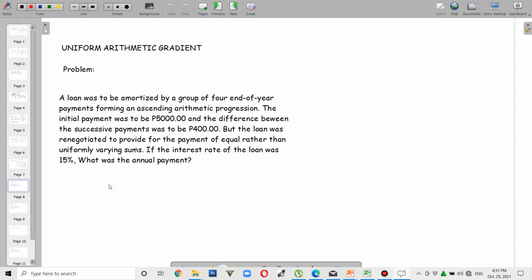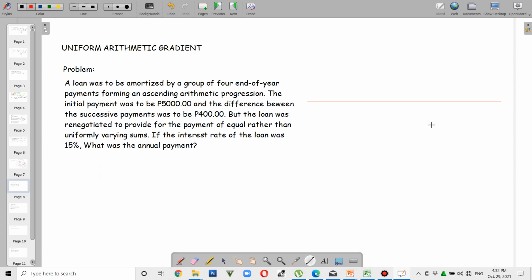So, basically, of course, we need to illustrate first our cash flow diagram. Say this is the cash flow diagram. The initial payment was to be 5,000 pesos. And then the difference between the successive payments was to be 400 pesos, so it is actually increasing by 400. How many payments? It says end of year, so four end of year payments.